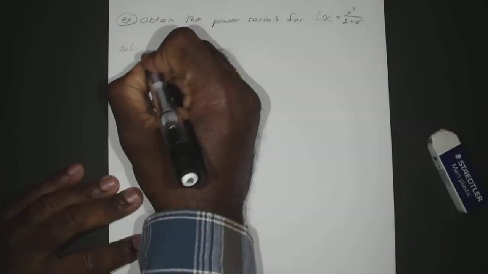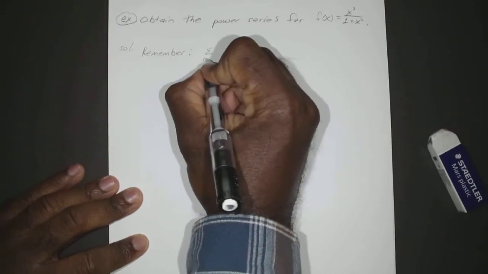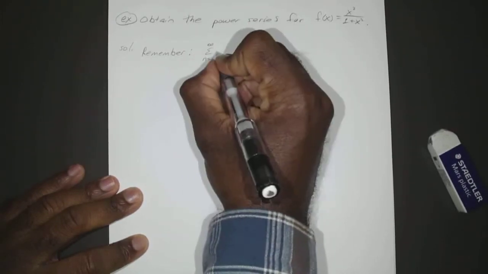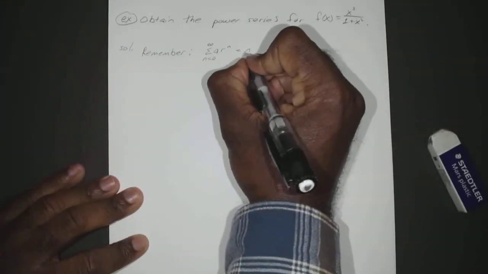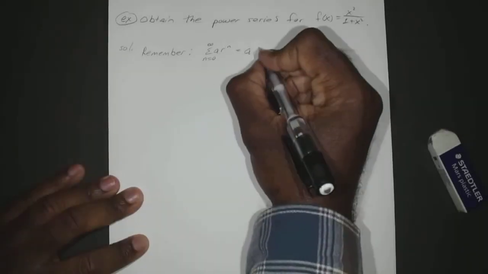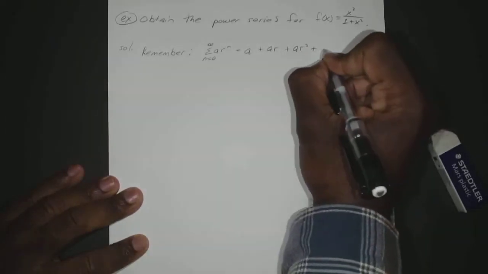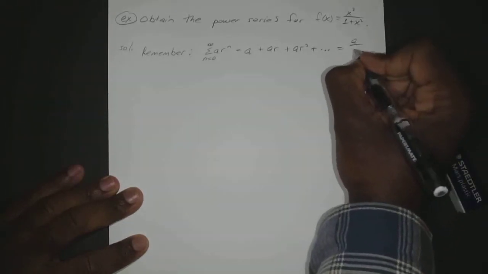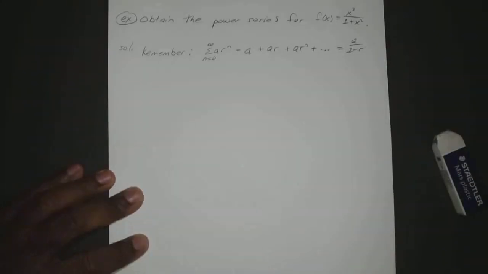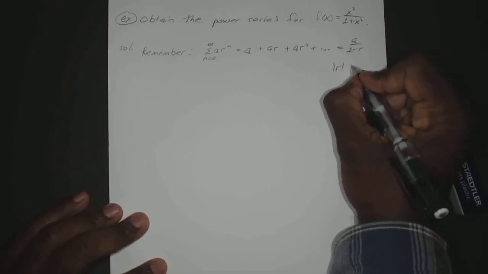Okay, so to do that, again, just a quick reminder that the sum from n equals 0 to infinity of a times r to the nth power is going to be a when n is equal to 0 plus a times r plus a times r squared, and it all adds up to equal a over 1 minus r. So that's for absolute value of r is less than 1.